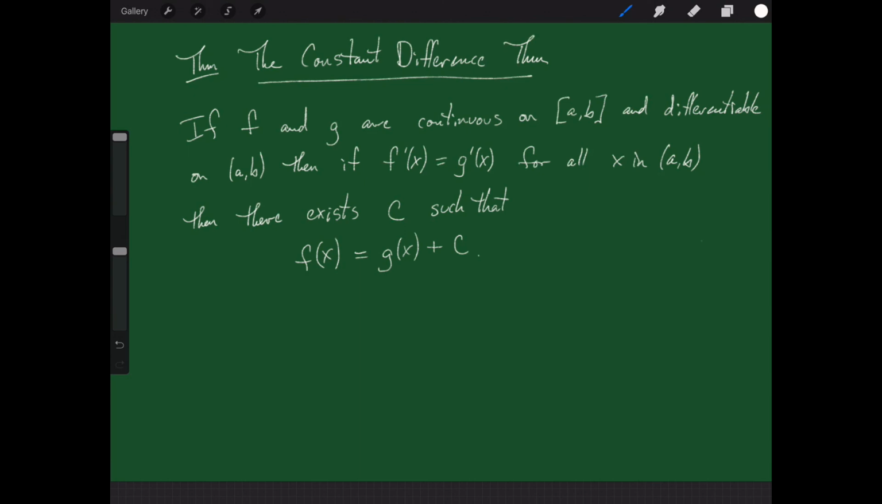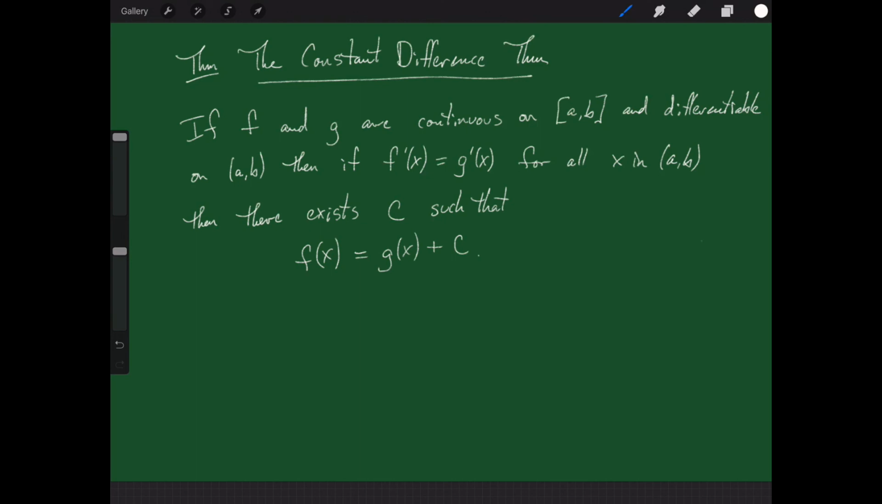Then there exists some constant c such that f of x equals g of x plus c. In other words, f of x and g of x are almost the same function. They only can differ by a constant value, like 3 or 7 or something like this, some constant. Okay, so that's what the constant difference theorem says, is that if two functions have the same derivative, then they're the same function other than adding a constant.